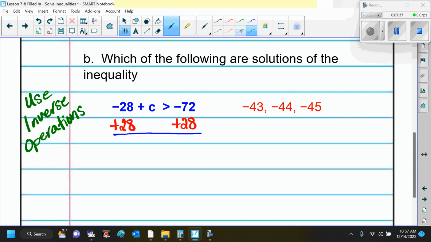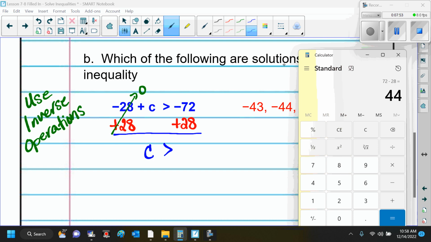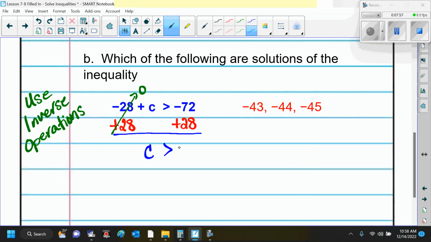Make sure you're writing this down. This is a number plus its opposite. That's equal to 0. So now we're left with c is greater than. So when we subtract here, this is going to give us a negative 44. We subtract the digits and take the sign of the bigger digits. So that's going to be a negative 44.